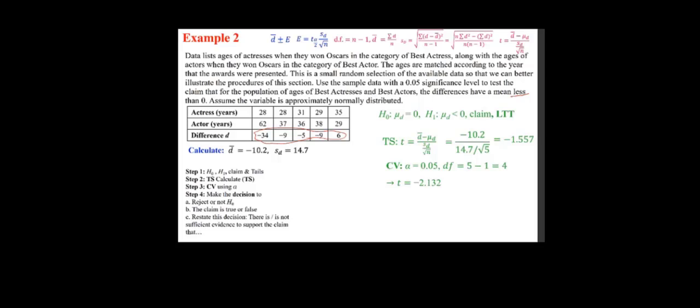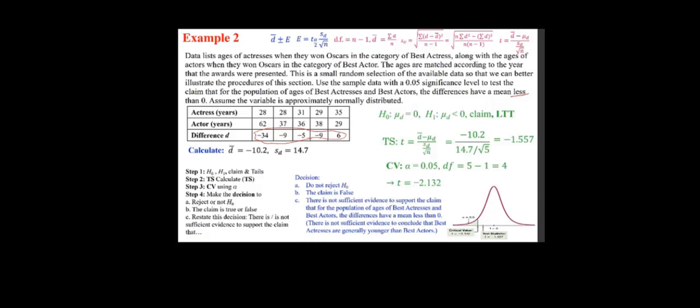The test statistic is not in the rejection region. So you do not reject H0. And when you don't reject H0, that means, loosely put, you reject H1, that means you reject the claim. What does it mean when you reject the claim? The claim is false.